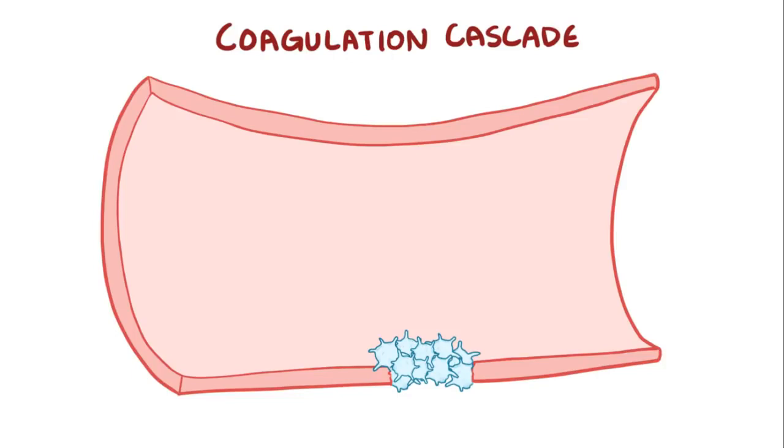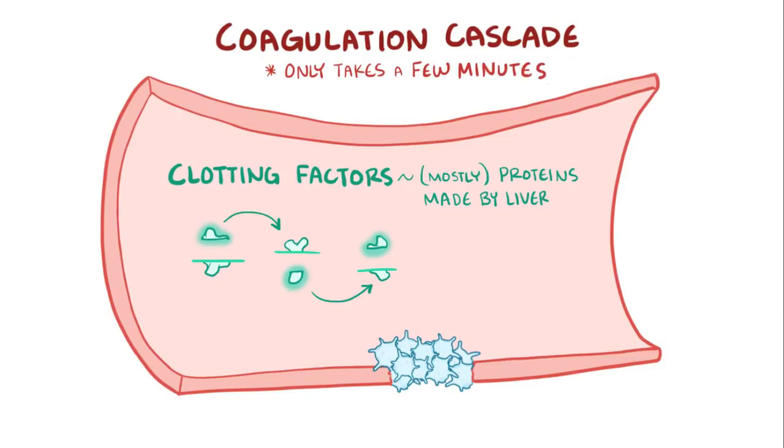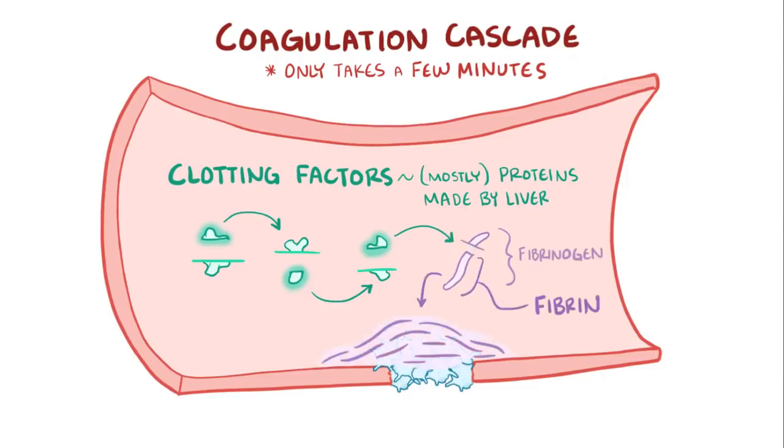First off, in the blood, there's a set of clotting factors, most of which are proteins synthesized by the liver, and usually these are inactive and just floating around in the blood. The coagulation cascade starts when one of these proteins gets proteolytically cleaved. This active protein then proteolytically cleaves and activates the next clotting factor, and so on. This cascade has a huge degree of amplification, and takes only a few minutes from injury to clot formation. The final step is activation of the protein fibrinogen to fibrin, which deposits and polymerizes to form a mesh around the platelets.